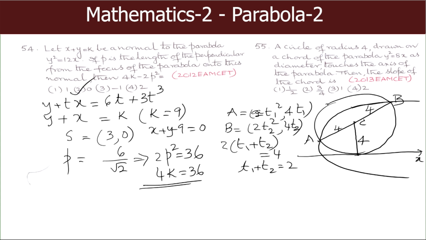And therefore, slope of AB is 4 times T1 minus T2 by 2 times T1 square minus T2 square. So, that is 2 by T1 plus T2, that is equal to 1, because T1 plus T2 is 2. Therefore, the slope is 1.